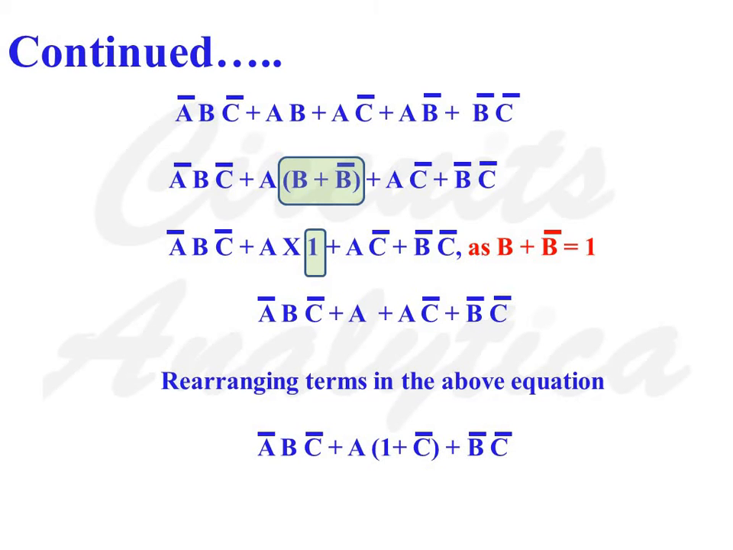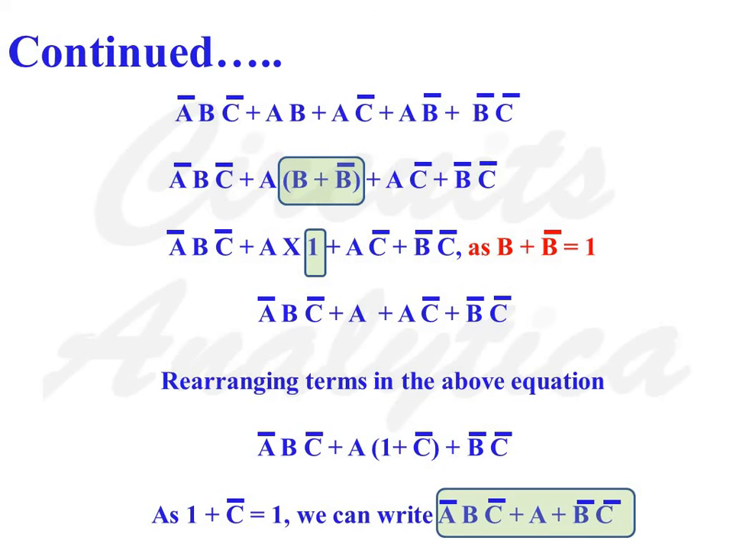Rearranging the terms in the above equation, that becomes a bar b c bar + a(1 + c bar) + b bar c bar. 1 + c bar is equal to 1. Therefore, we can write this expression as a bar b c bar + a + b bar c bar. So this is the final expression in sum of the product form.